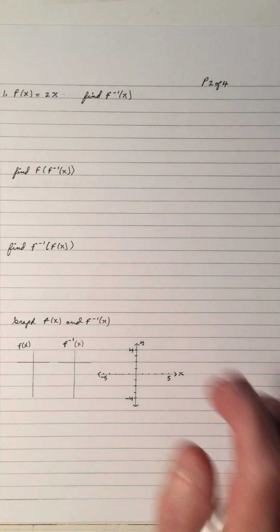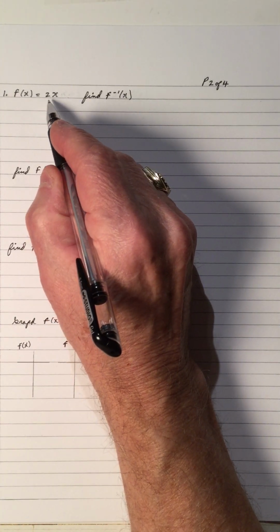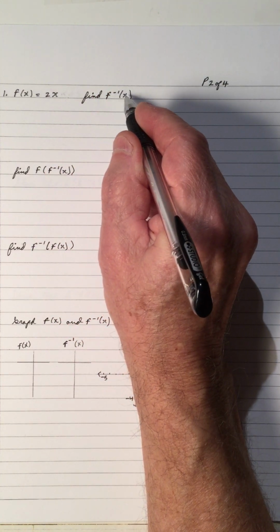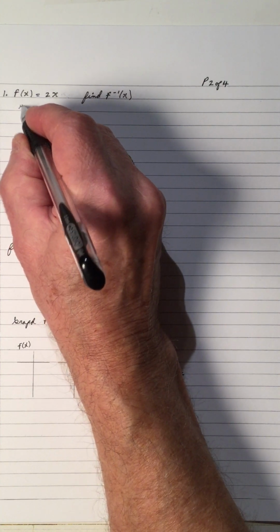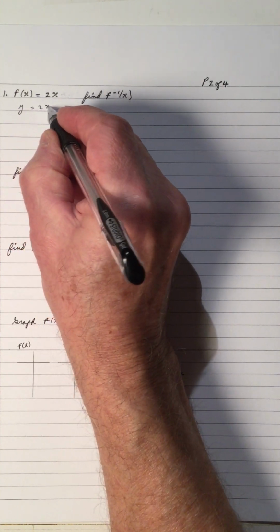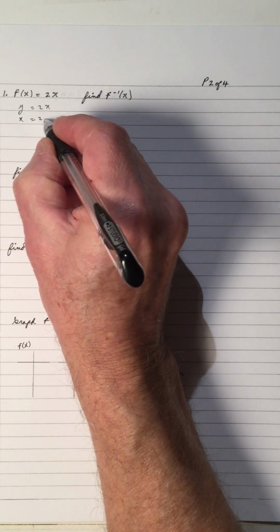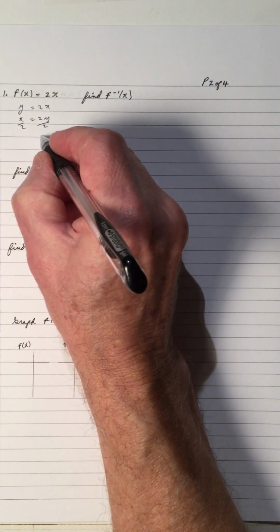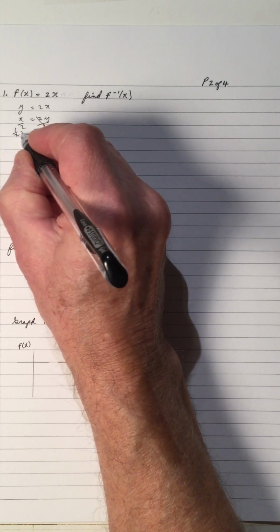Number one, f of x equals 2x. Again, it's linear because the degree is 1. Find f to the negative 1 of x. That means find the inverse. So we change the f of x to a y, we interchange the y and the x, and we solve for y. So we divide by 2. The 2's cancel, so y equals half x.